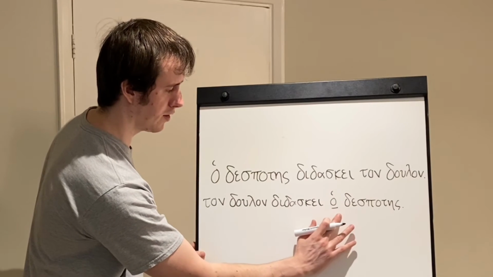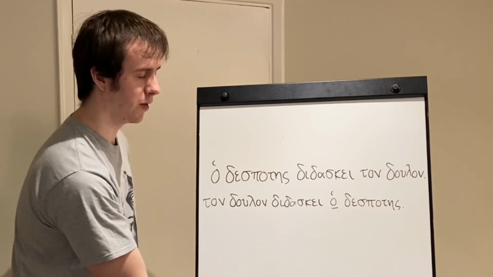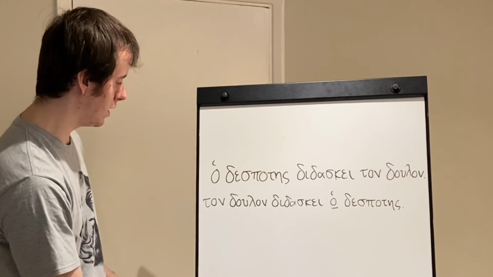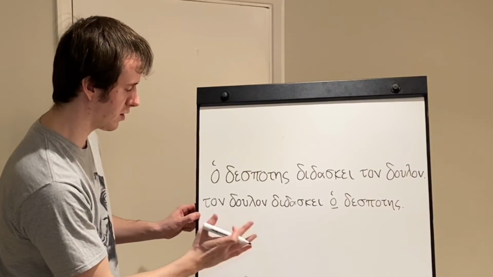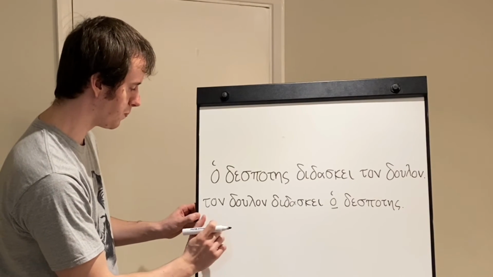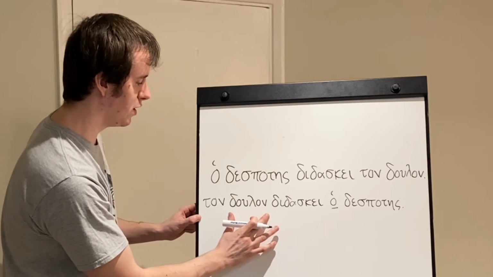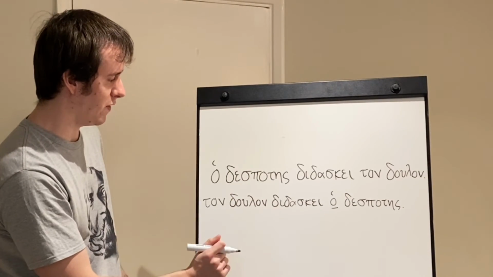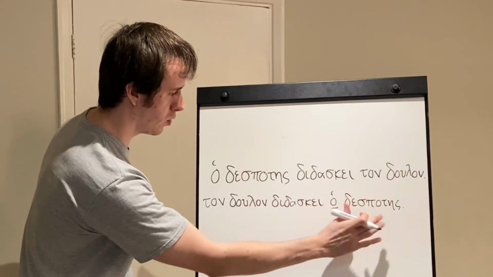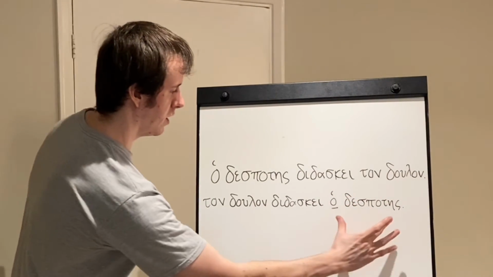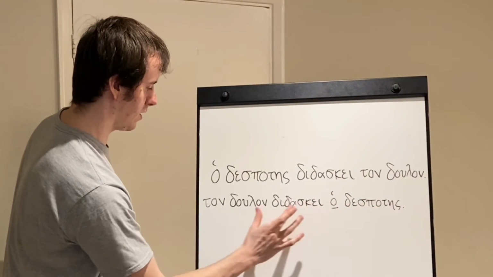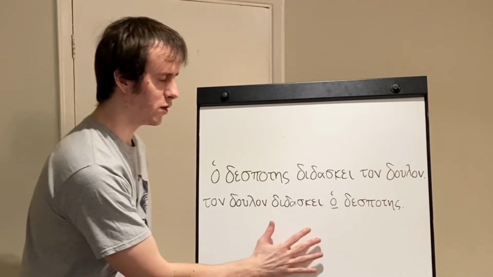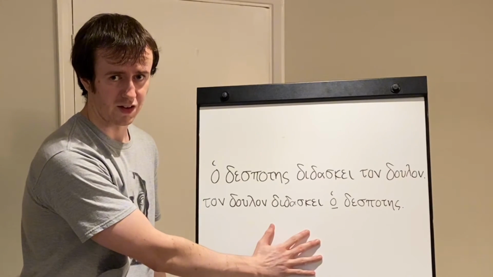So, because ho is still used with despotes, the master is still the subject, wherever he is in the sentence. And likewise, because ton is used here, the masculine accusative singular of the definite article, the slave is still the object, wherever he appears in the sentence. So even if it were in the order ton doulon didaske ho despotes, this would still mean the master teaches the slave, or the master is teaching the slave. The word order really doesn't matter as much as it does in English.